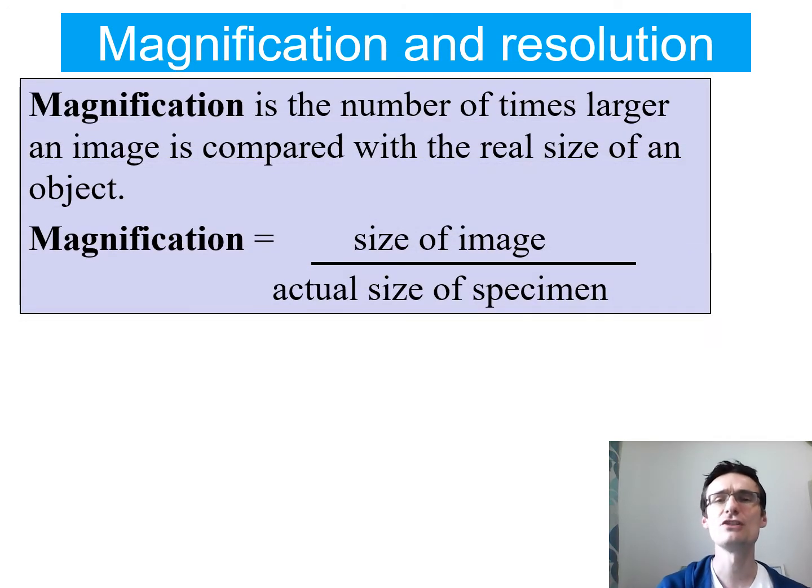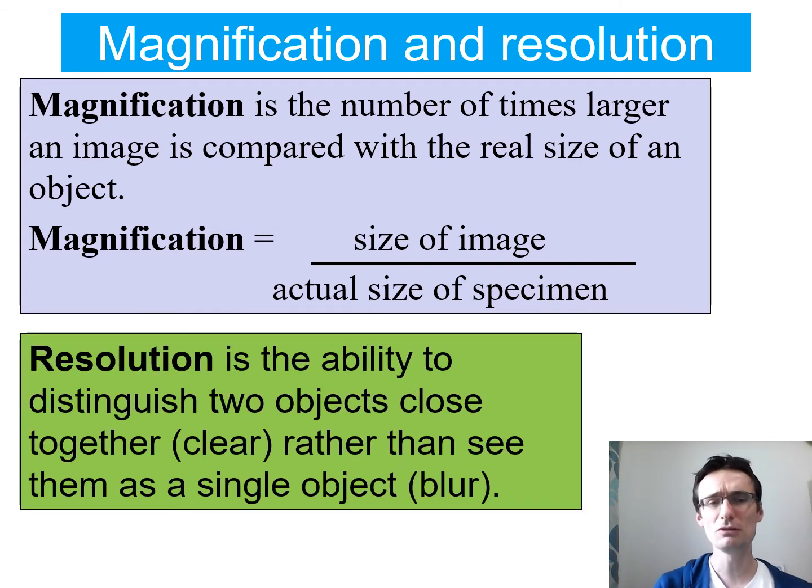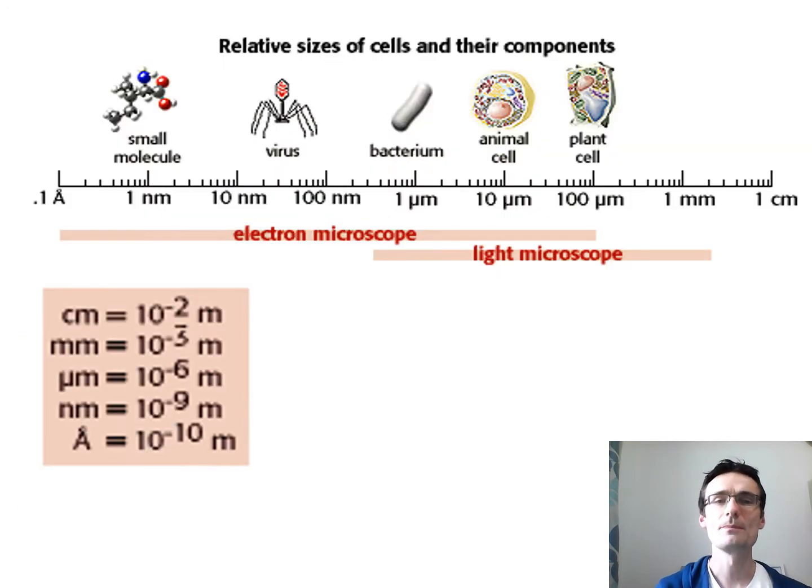Magnification is the number of times larger an image is compared to the real size of the object. So you've got the equation there: magnification equals size of image divided by actual size of object. Okay, and we'll talk about how to remember that in a few moments. The resolution, you could say how clear an object is, or the clarity, but you're unlikely to get the marks at A-level for that. So for resolution, what you would say is it's the ability to distinguish two objects that are close together as separate objects rather than seeing them as one blurred together. So let's have a look.